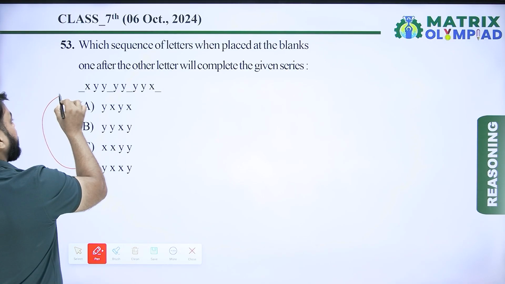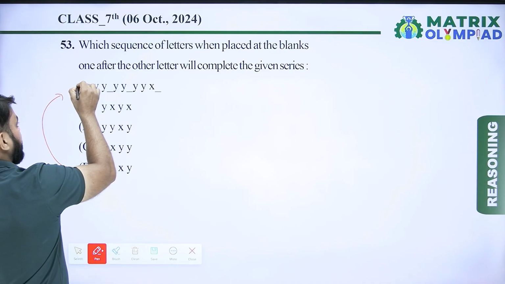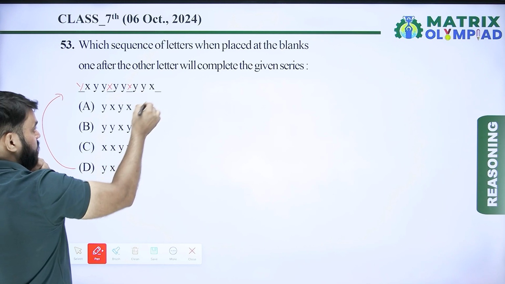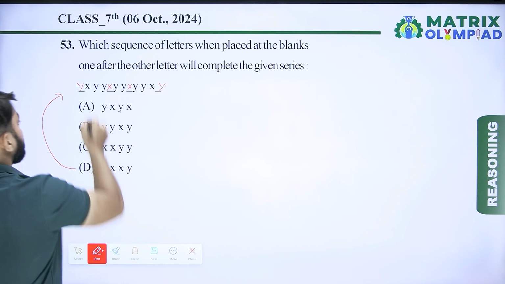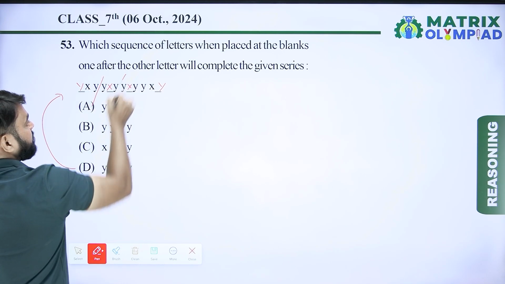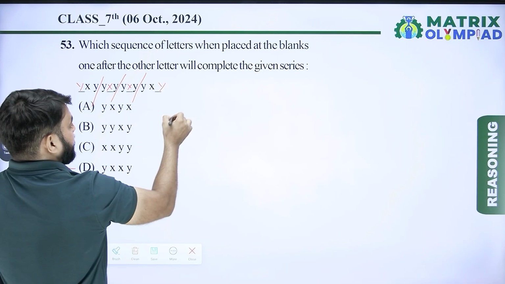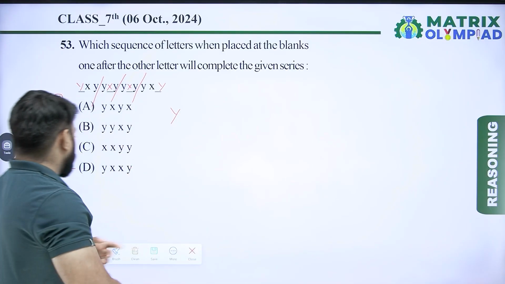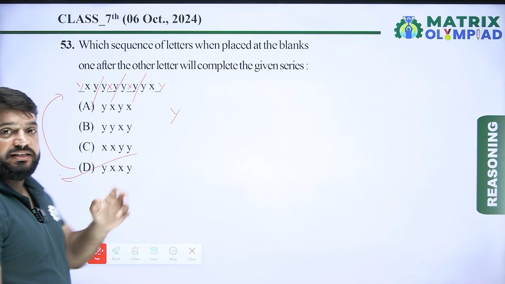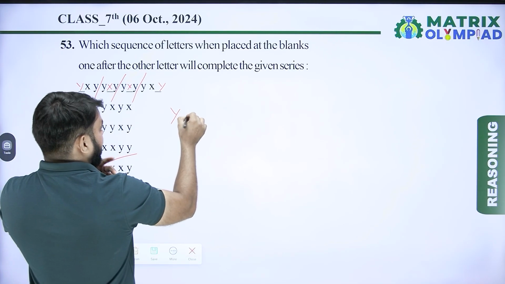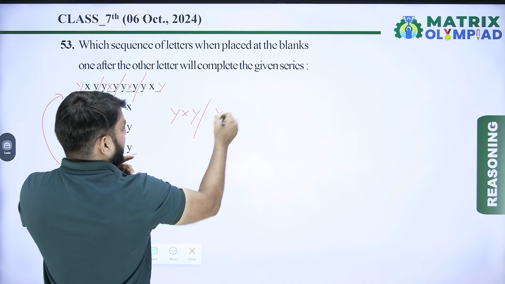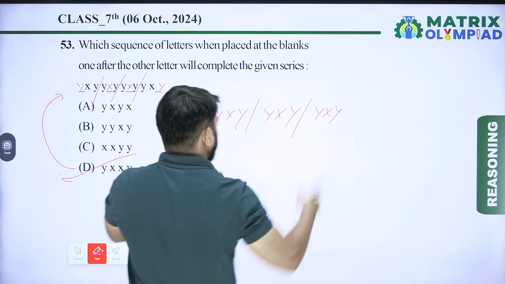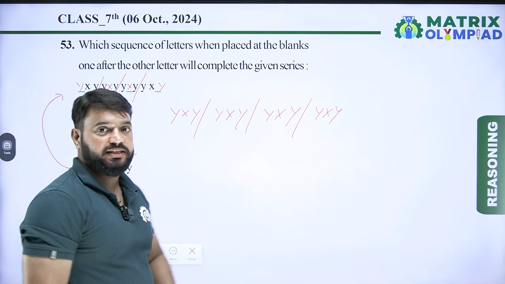Now taking option D. According to option D, first blank means Y, second blank means X, third blank means X, and fourth blank means Y. So the pattern is Y, X, Y, Y, X, Y, Y, X, Y, Y, X, Y. So a defined pattern is found from option D. So here option D is the correct answer, because the pattern is X, Y, X, Y, Y, X, Y, Y, X, Y, Y, X, Y.